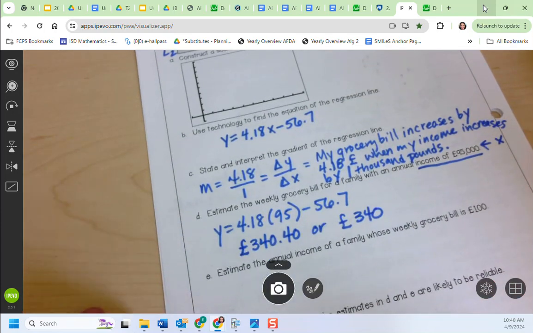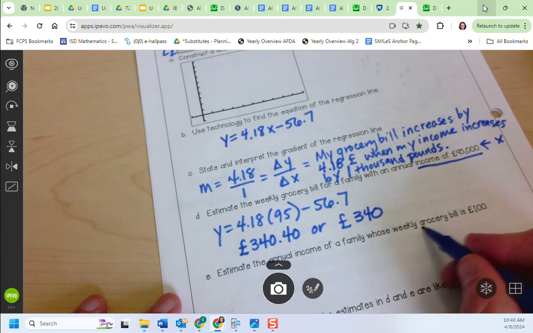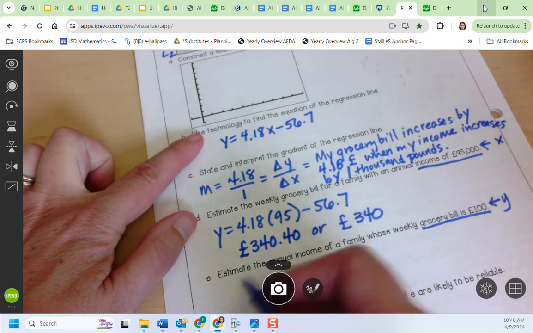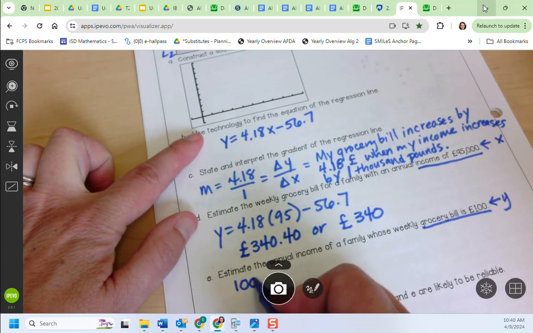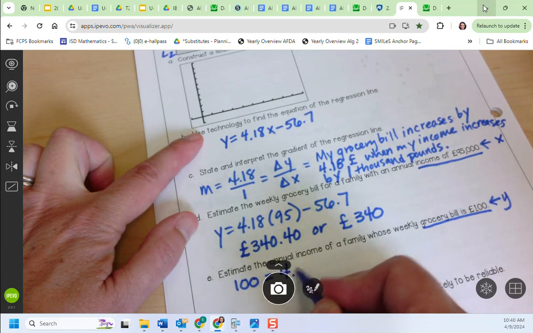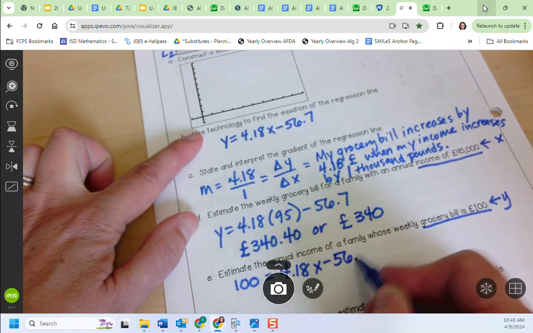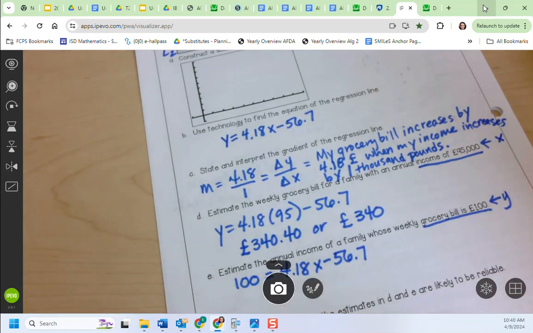All right, we're going to estimate the income if the grocery bill is 100 pounds. So this time the 100 goes for the what? Y. For the y. So back to the same equation, and you put the 100 here, and you're going to solve it. Okay, so go ahead and solve it.